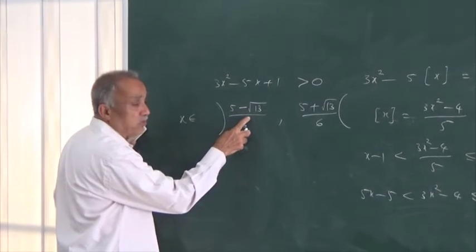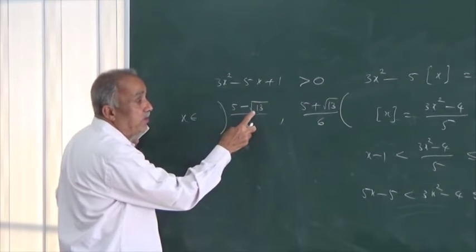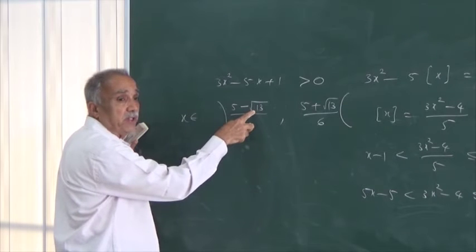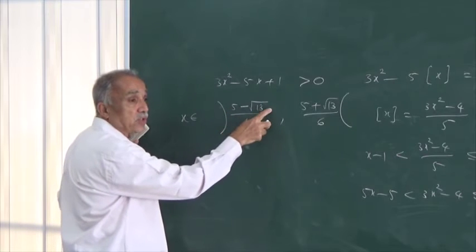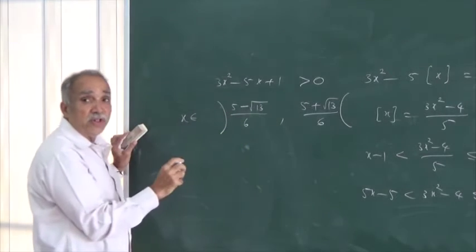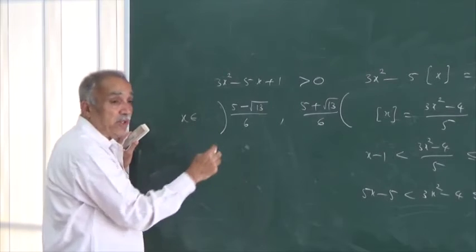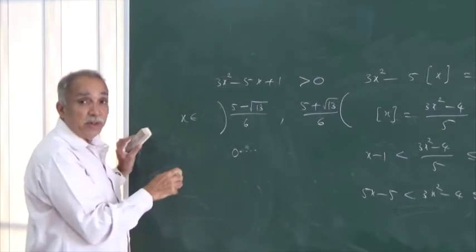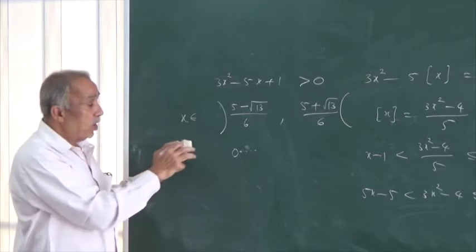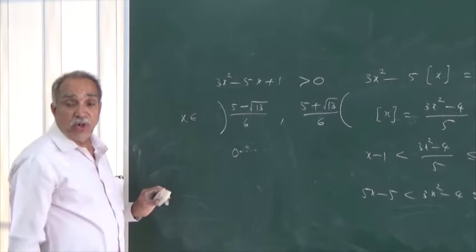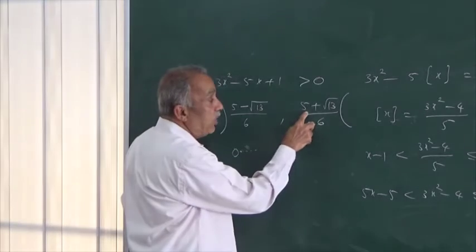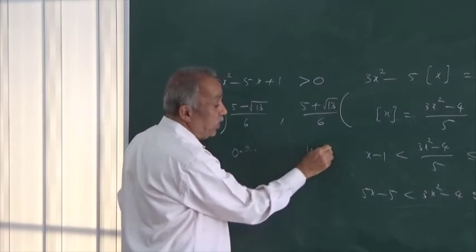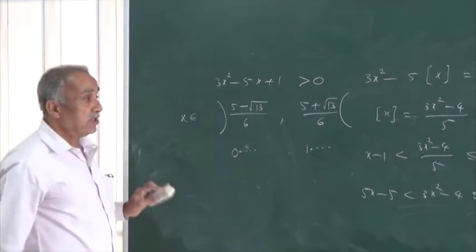Roughly, what is the value of this expression? Root 13 is roughly 3 point something. 5 minus 3 point something is 1 point something. Divided by 6 is 0 point something. I do not know whether more accuracy is needed. For the moment, let me have it as 0 point something. This is 5 plus 3 point something, 8 point something, divided by 6 is 1 point something. Let me have the numbers like this.